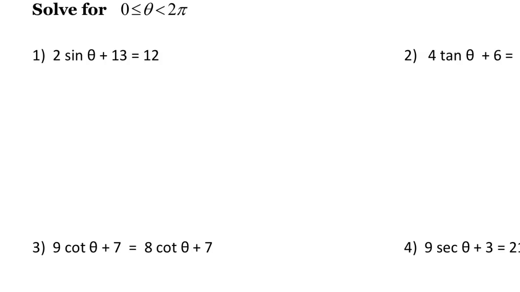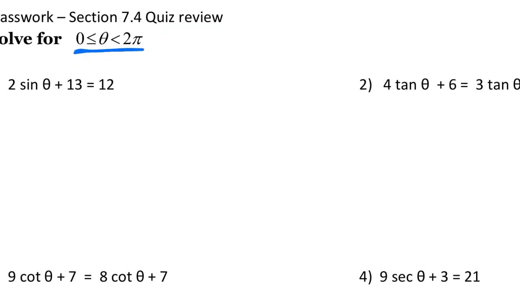Okay, looking at the first problem, notice that we're looking for angles. And the angles are going to be less than 2 pi and greater than or equal to 0. So that means unit circle angles. So you want to be able to work with the unit circle. You want to have it in front of you. I'm going to give it to you for the quiz.